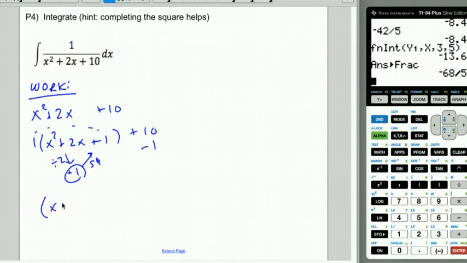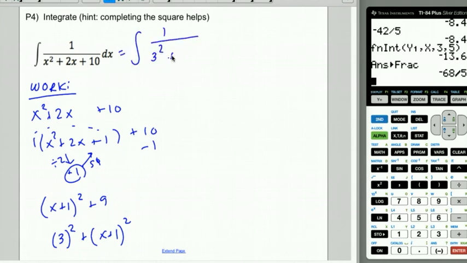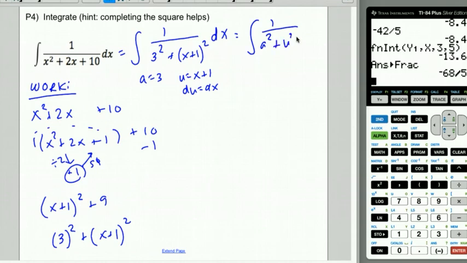I'm going to get that this is x plus 1 quantity squared plus 9, or if you want to write it in the order that you've been seeing it for arctan, because this is another arctan, you can write this as a 3 squared plus that x plus 1 squared, and there's your arctan. So this is the integral of 1 over 3 squared and then an x plus 1 quantity squared dx. So my a is 3, my u is x plus 1, which makes my du a dx, and I suddenly have an arctan. A squared plus u squared with a du.